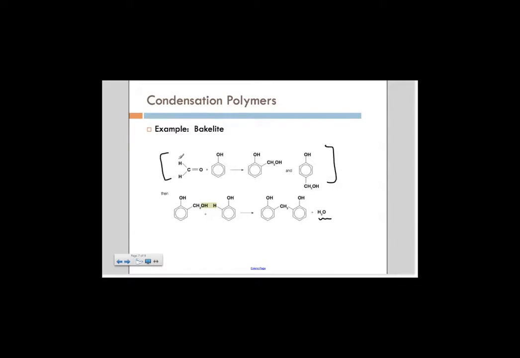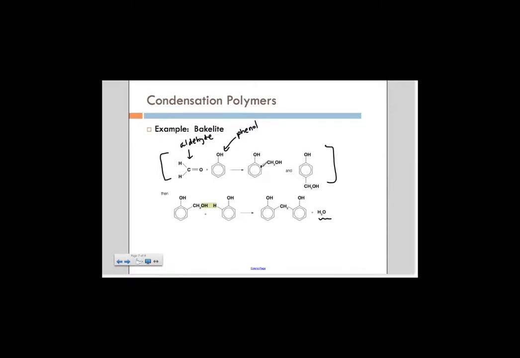To make the monomer, you react an aldehyde with what's called a phenol. The key feature of a phenol is that it's an alcohol that is bonded to a benzene ring. When you do this reaction, you end up getting a primary alcohol, CH2OH, substituted onto your benzene ring.